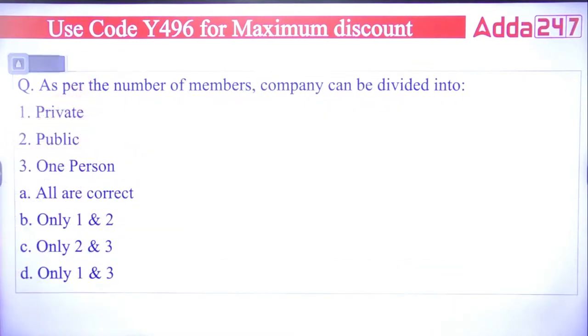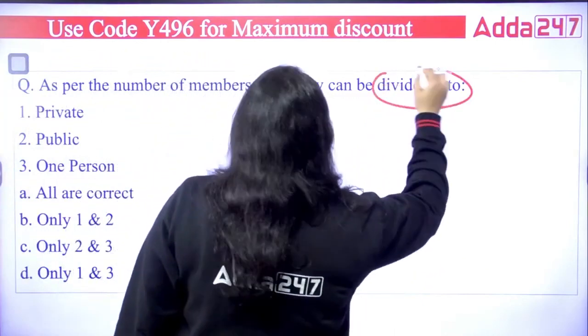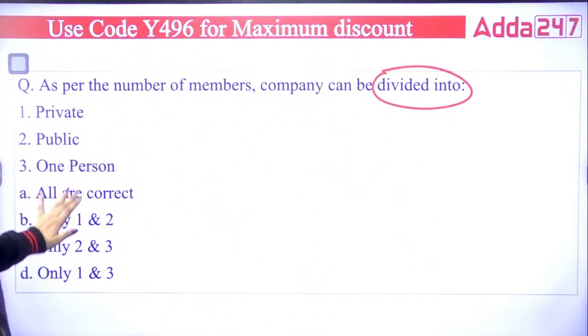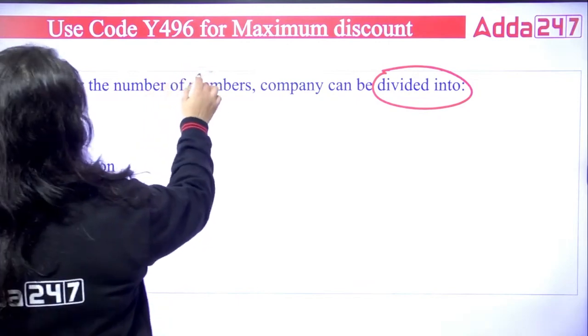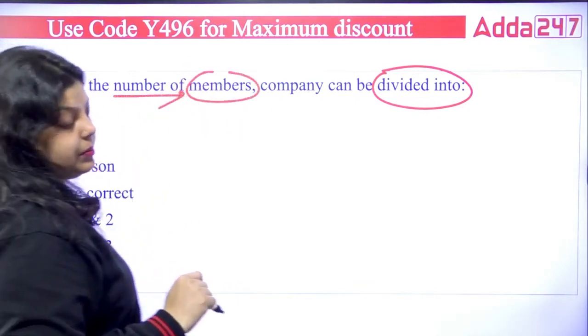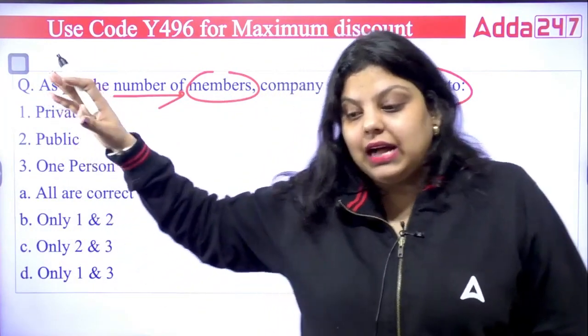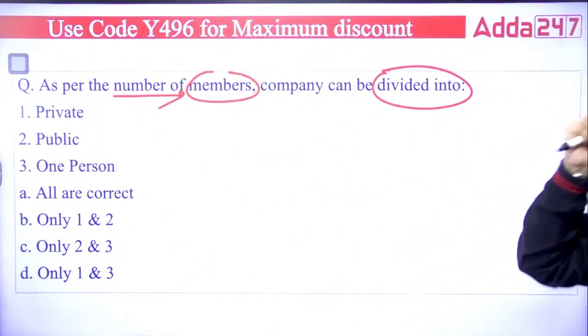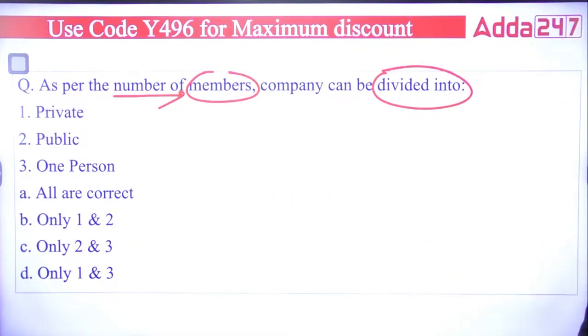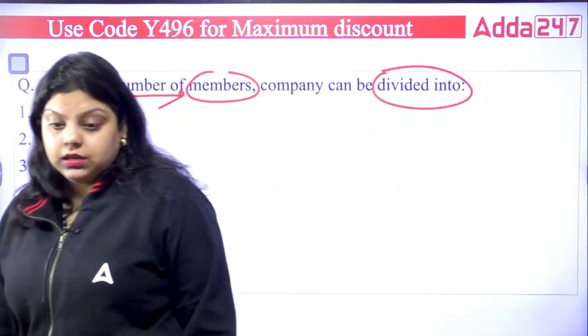Next question. As per the number of members, a company can be divided into dash. Private, public, one person. All are correct; only 1 and 2 is correct; only 2 and 3 is correct; or only 1 and 3 is correct. How many members can there be in a company? The members will be decided as per the type of company. If it is a private company, the members will be different. If it is a public company, the members will be different. If it is a one person company, obviously there will be one person. So A, B, C or D, which of the following is correct?